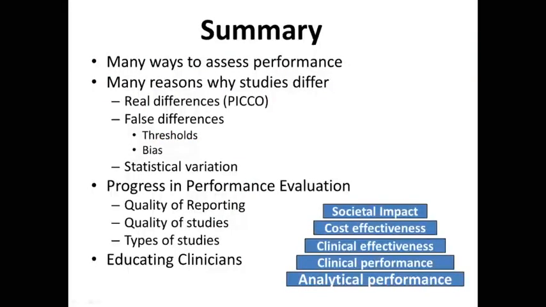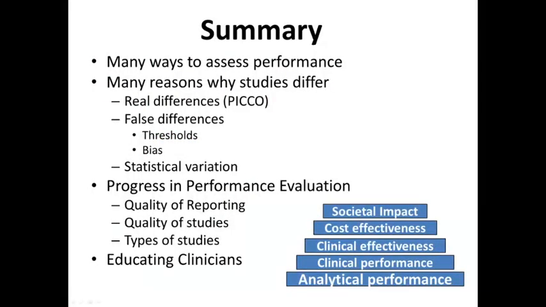So the summary here is we have many ways to assess test performance. And there are many reasons why tests differ. We talked about those. There are real differences when we look across the different PICO items, the population, the way the test is conducted, and so forth. There are false differences between tests that can be due to thresholds or bias, and there's just plain old statistical variation.